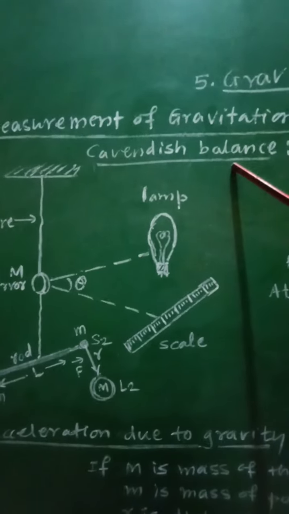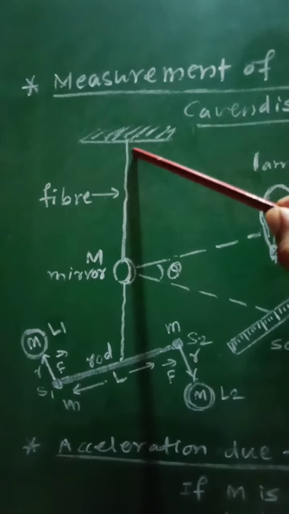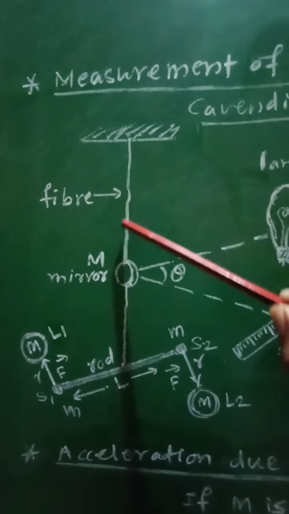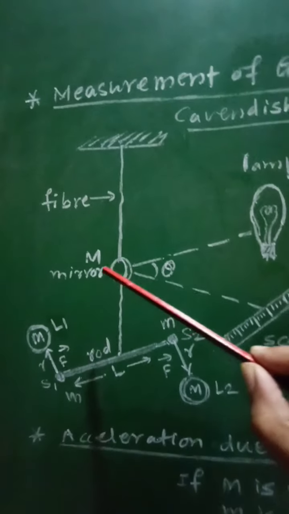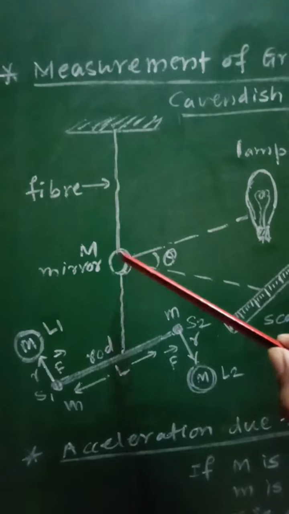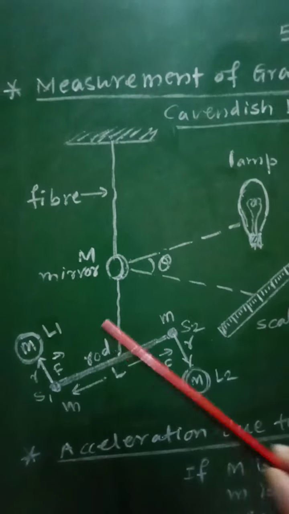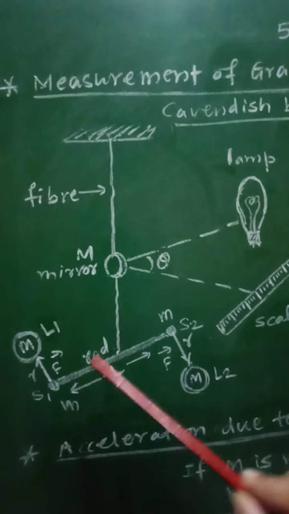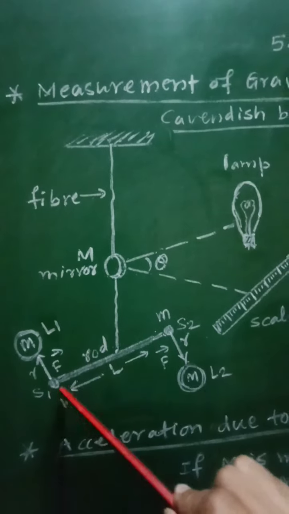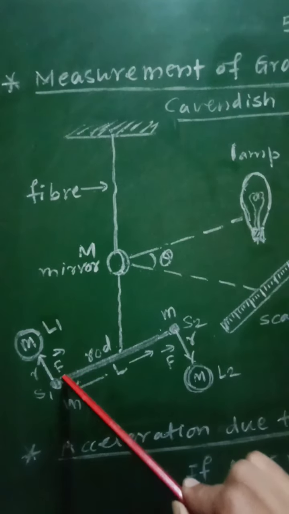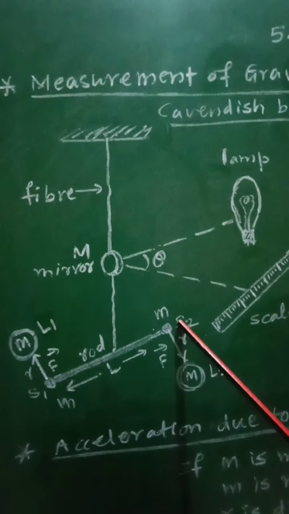Cavendish balance. It consists of a rigid support. Then from the rigid support, a fine metallic fiber will be connected. Along the length of this metallic fiber, a mirror will be connected so as to measure the angle of twist of this metallic fiber. The other end of that metallic fiber will be connected to a rod of length L. Then at the two ends of this rod, two equal masses, that is M, will be connected.